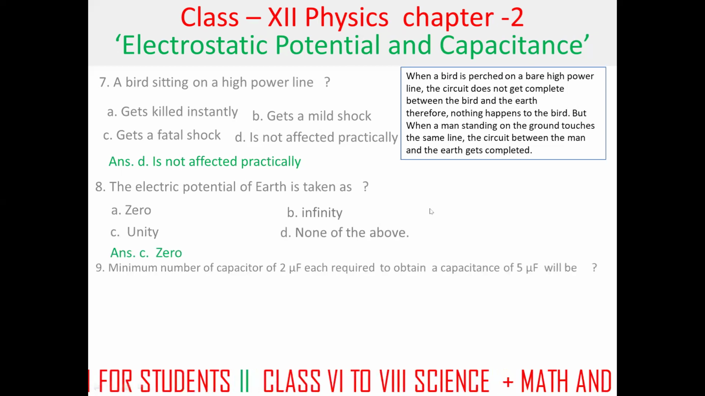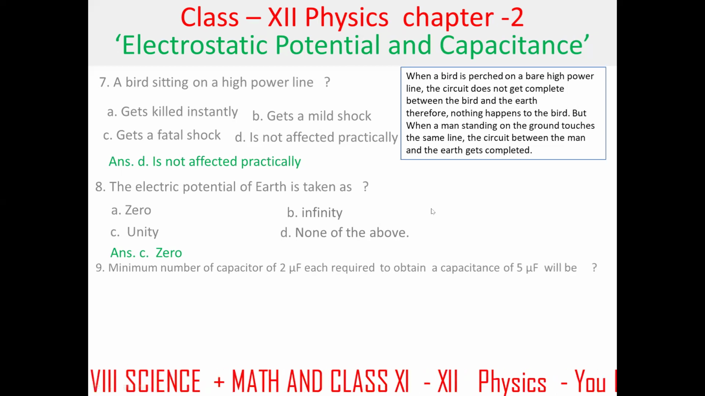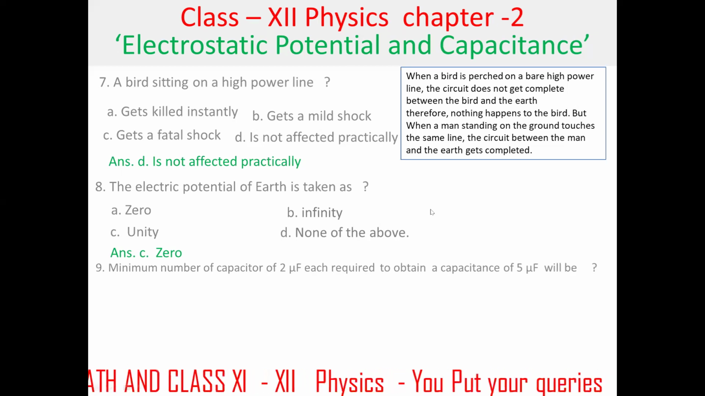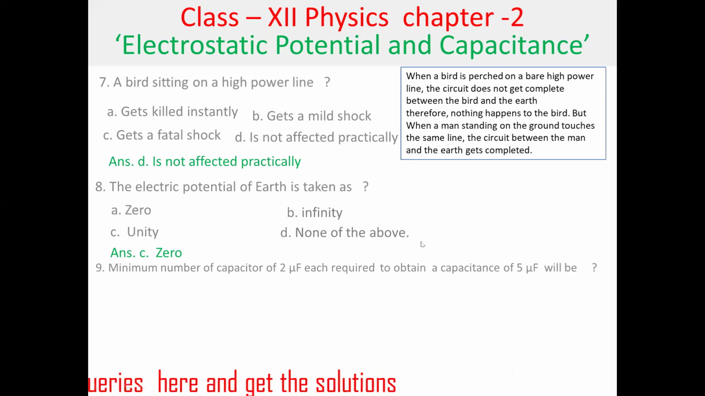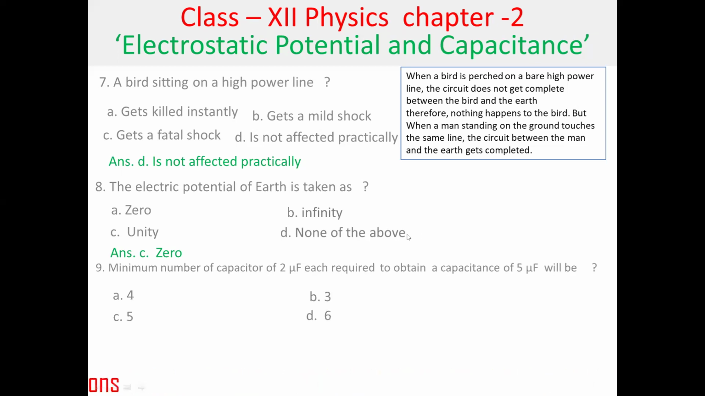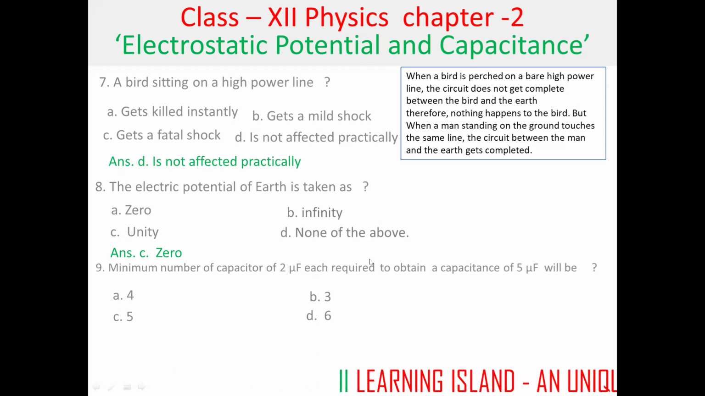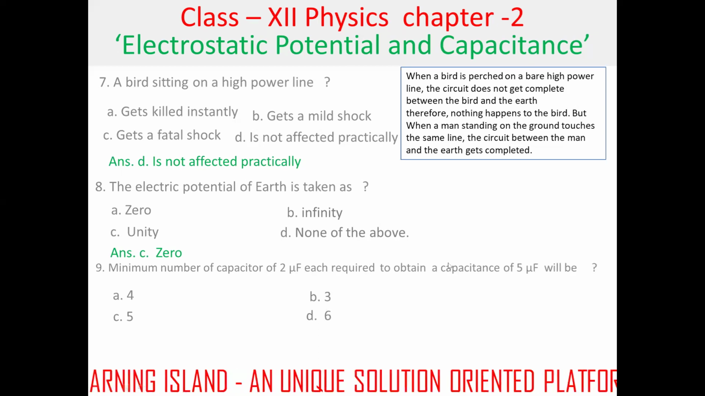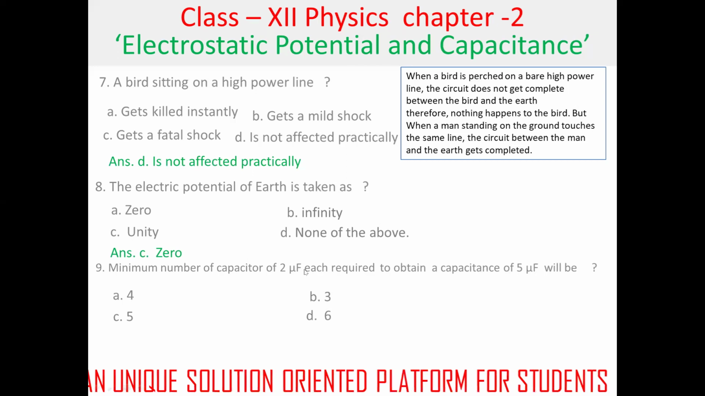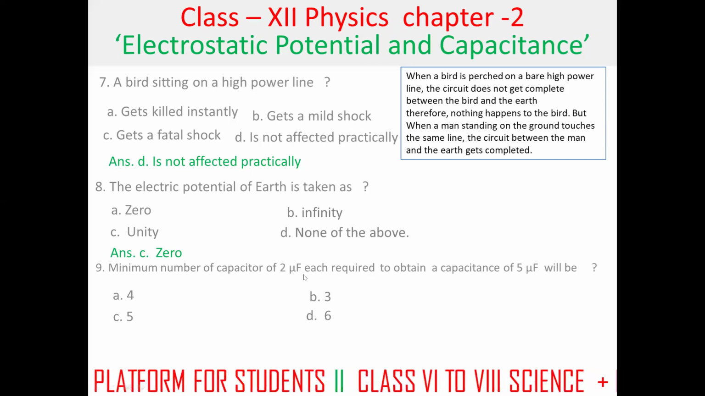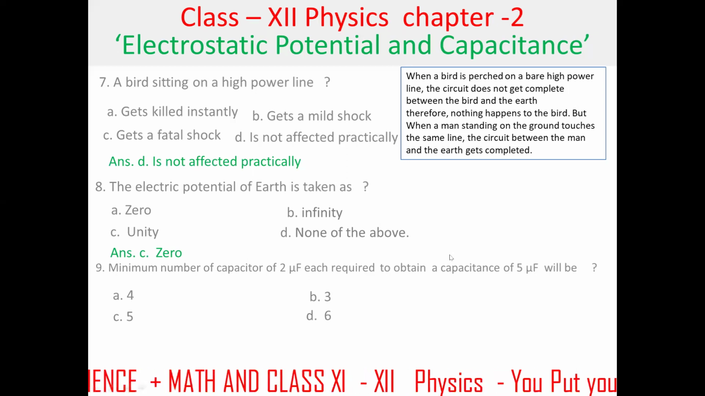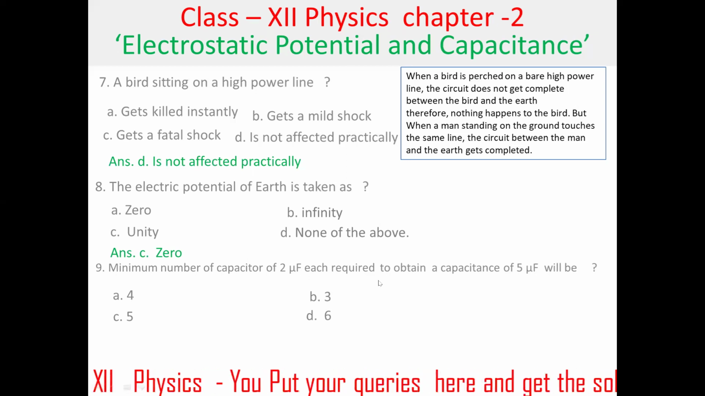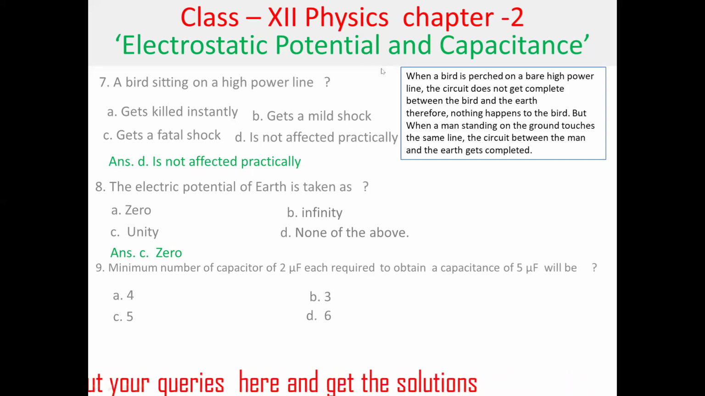Minimum number of capacitors of 2 microfarad each required to obtain a capacitance of 5 microfarad will be. इसका मतलब कितना कैपेसिटर 2 माइक्रोफेराड का लगाने से आपको 5 माइक्रोफेराड कैपेसिटेंस मिलेगा. So let us understand this.